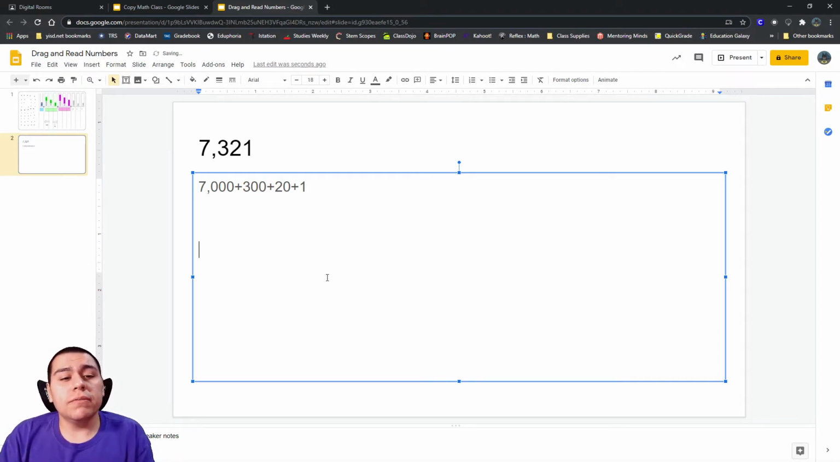Now, if they want to show me expanded notation, who can tell me how would I show that there's a 7 in the thousands place? What would I write here to show that there's a 7 in the thousands place? Sebastian, what do you think? What would I write to show that there's a 7 in the thousands place? 7 times 1,000. Perfect.